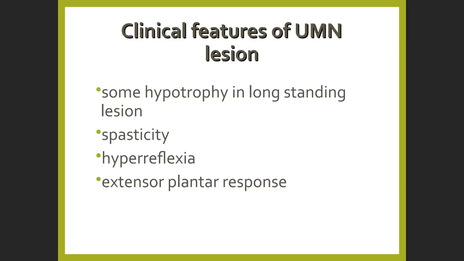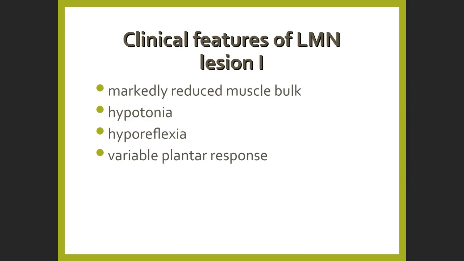Features of an upper motor neuron lesion include some wasting or hypertrophy in a long-standing lesion. Acutely, you would not have wasting. The tone is increased, so there's spasticity, hyperreflexia, and an extensor plantar response. Whereas with a lower motor neuron lesion, wasting is characteristic, so there's markedly reduced muscle bulk, the tone is reduced, there's hypotonia, reflexes are depressed, hyporeflexia, and the plantar response is variable.